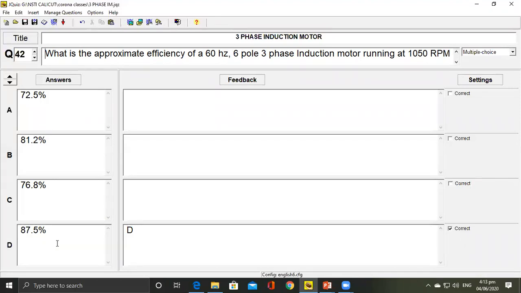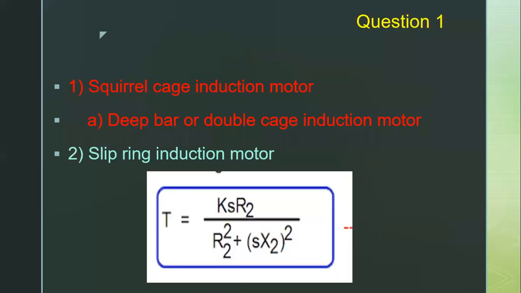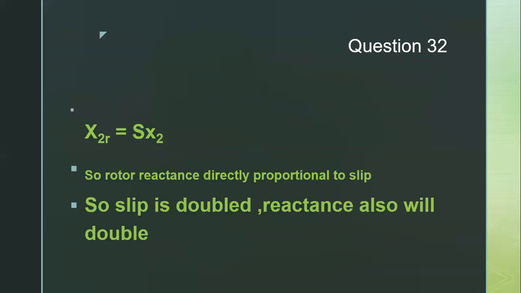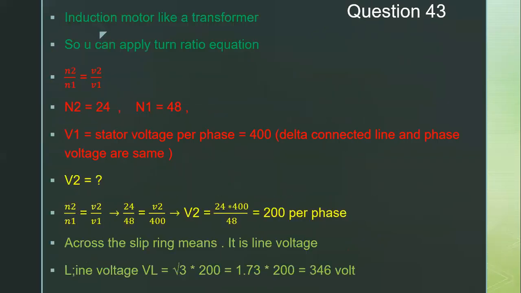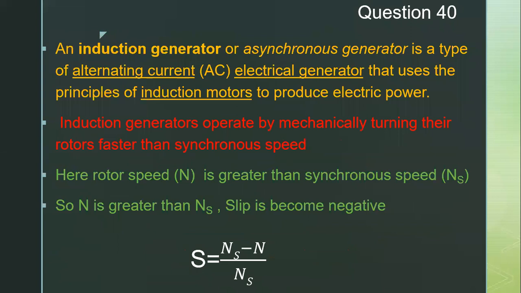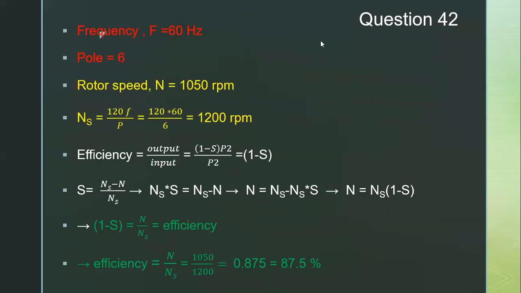So what is the question? What is the approximate efficiency? You have to find the efficiency of an induction motor. What is the specification? It is a 60 hertz, 6 pole motor running at 1050 rpm. So let us go to the explanation. It is question 42. The frequency is given, 60 hertz.